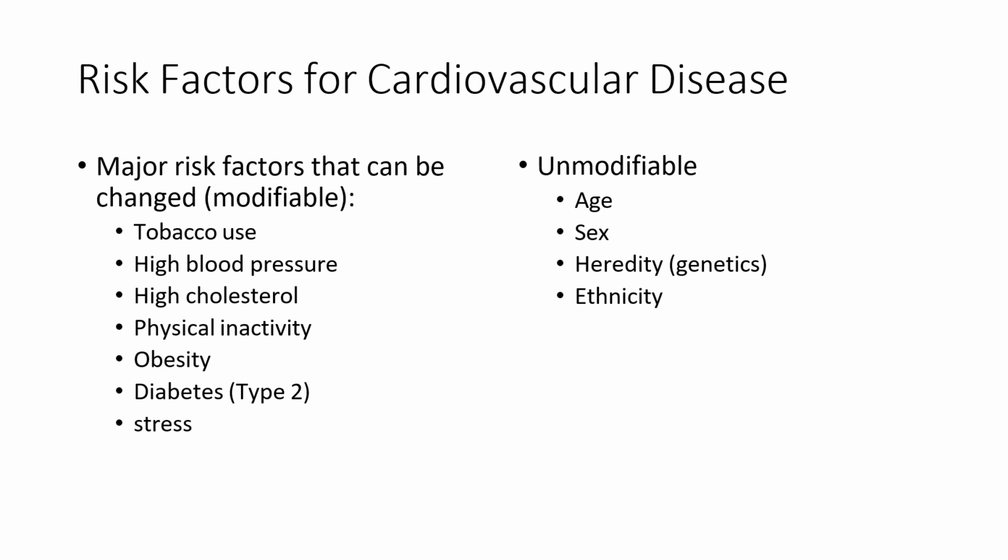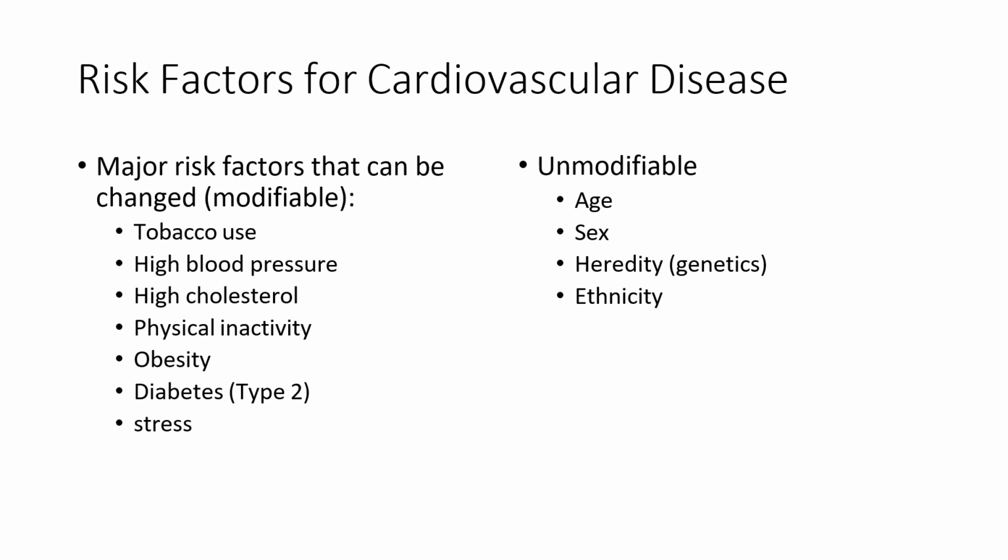When we think about risk factors for cardiovascular disease, they can be put into two categories. On your right side, we have the unmodifiable risk factors. This just means that these are risk factors that a person is born with. It's something that they cannot change. These include age, sex, your genetics, so those characteristics that you inherit, and your ethnicity.